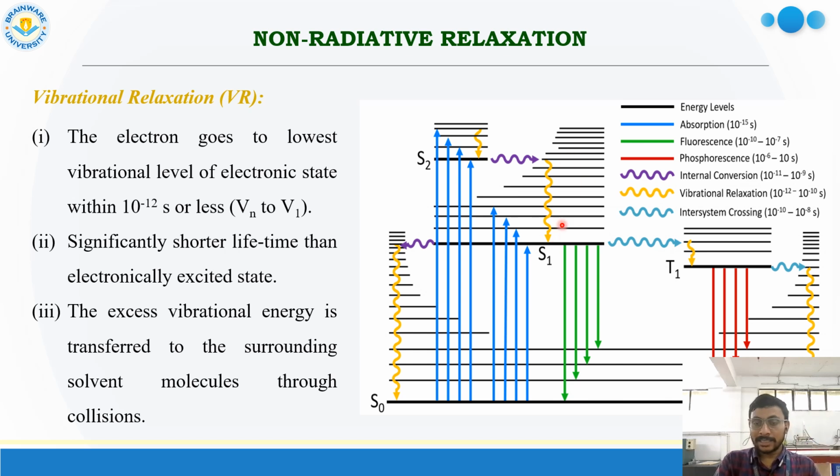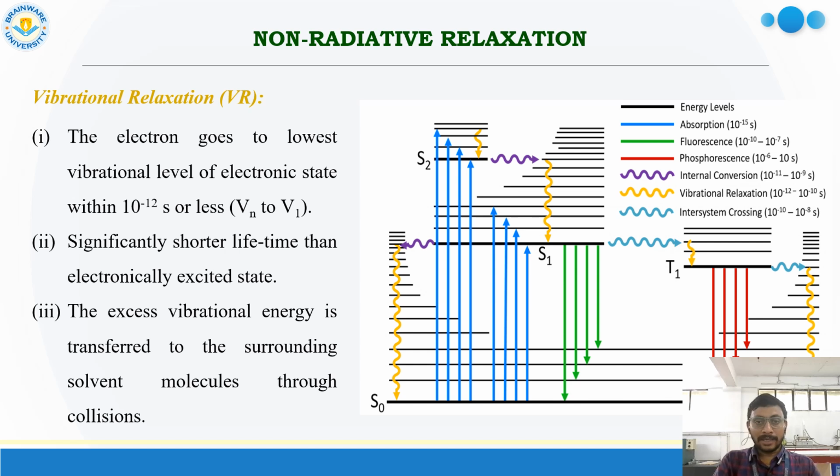In the excited electronic state, these are the different vibrational levels. So the electron is at a higher vibrational level of S1. It is coming back from that in a non-radiative manner, so that is not emitting light. That is called vibrational relaxation. This has a very short lifetime. How does this happen? This may happen because of the electrons losing energy towards the solvent molecules.